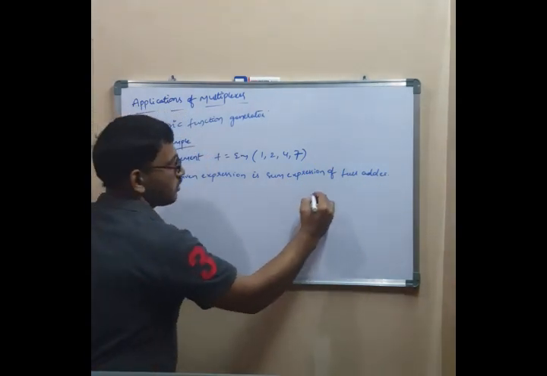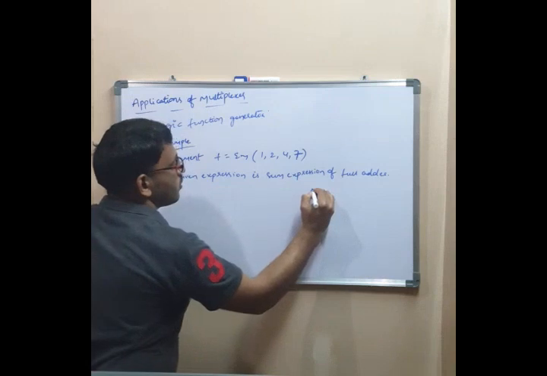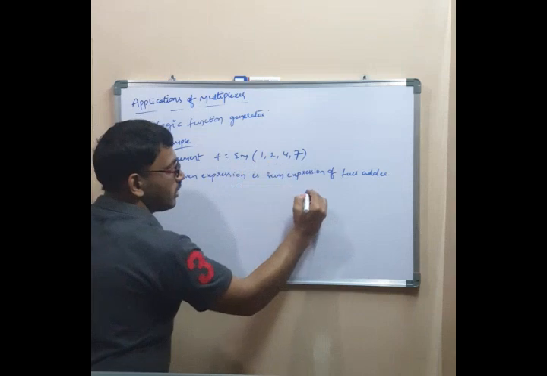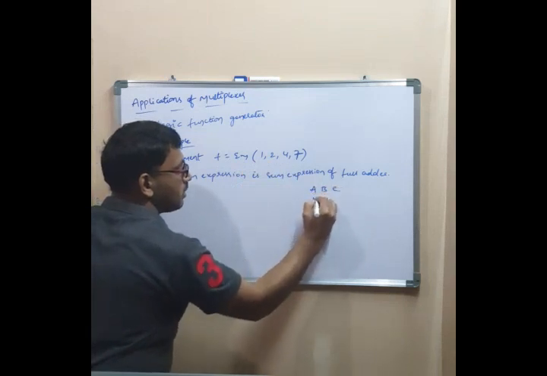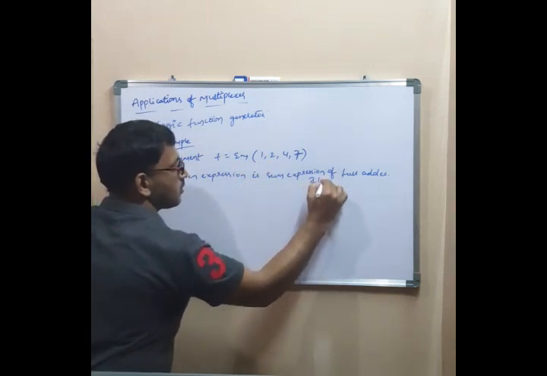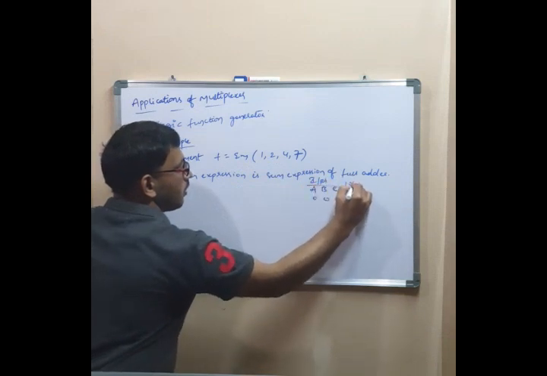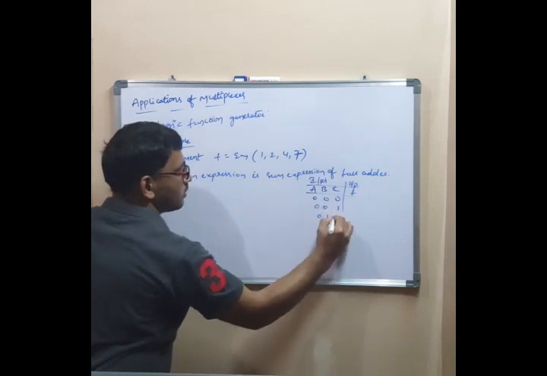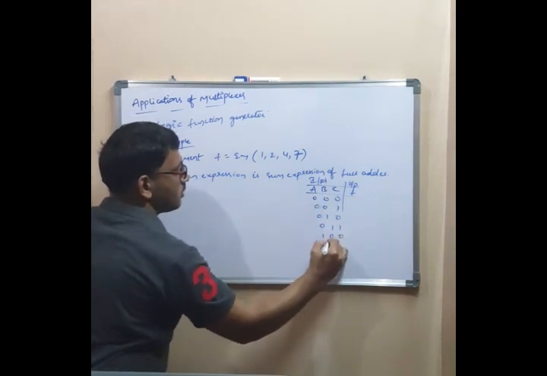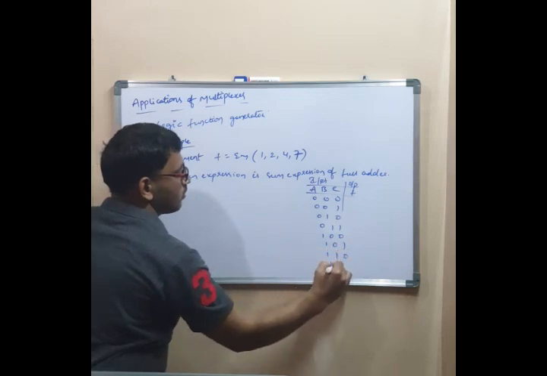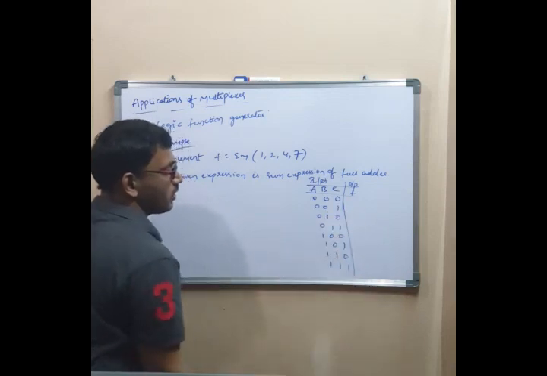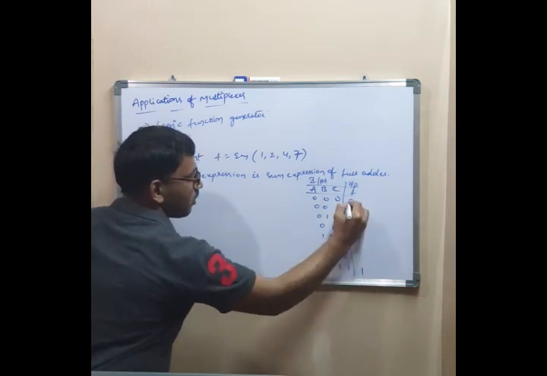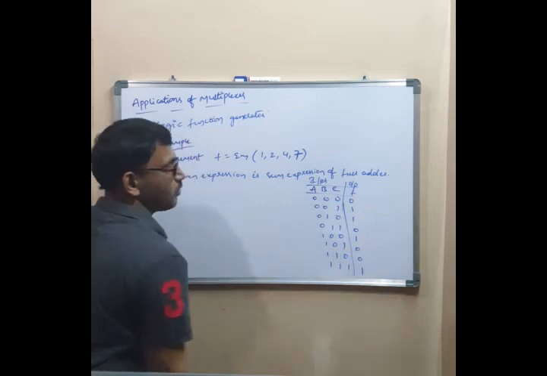Prepare the truth table for this. So here it has three variables. Based on the maximum minterm value, I am taking three variables. A, B, C are the inputs. Output F: 0 1 1 0 1 0 0 1. Minterms 1, 2, 4, 7 give output 1, and all the others are zeros.